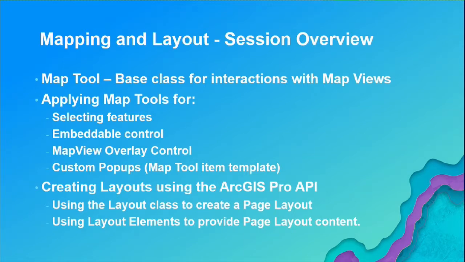I'm going to start with the map tool. I'm going to talk about 4 applications for the map tool. We're going to select features. We're going to create an embeddable control, a map view overlay control, and then a custom pop-up. And then Wolf is going to take it over and present the new layout API. He's going to use the layout class to create a page layout, and then he's going to use layout elements to provide content to the layout.